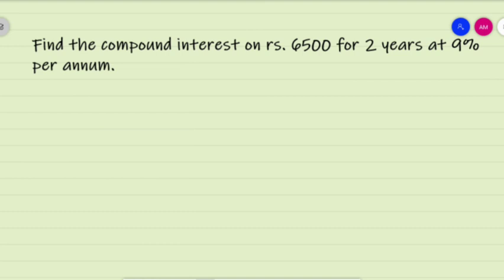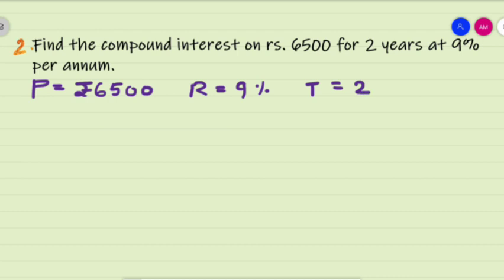Find the compound interest on rupees 6,500 for 2 years at 9% per annum. Now see here, we have to find compound interest, and we will follow the steps which I have already explained when we were doing question number 1. This is question number 2. Here, what is given? P is equal to rupees 6500, R is equal to 9% and time is equal to 2 years.